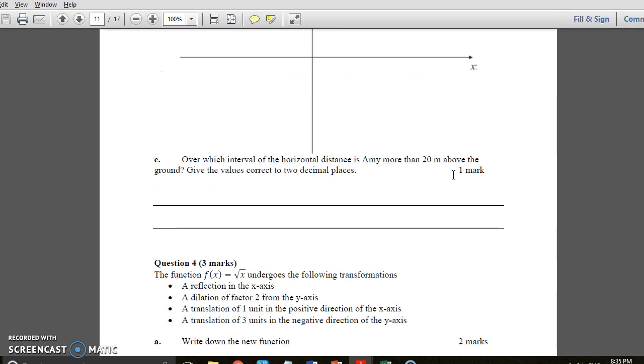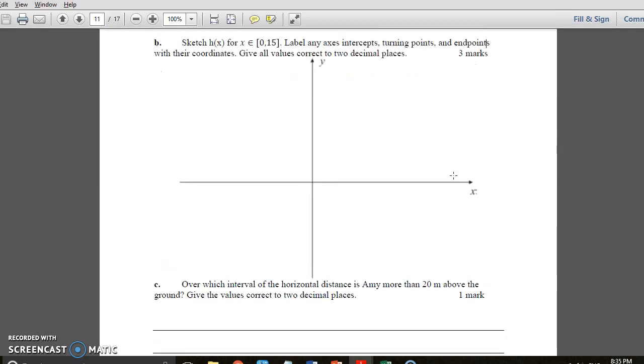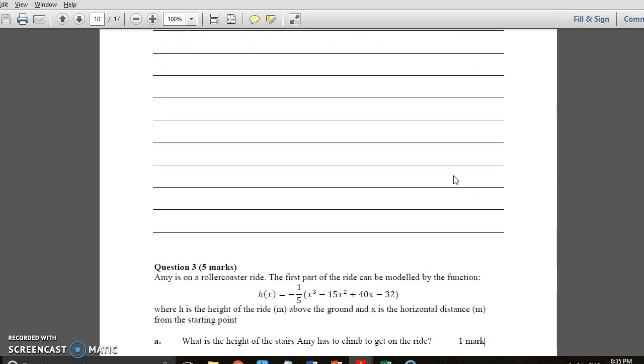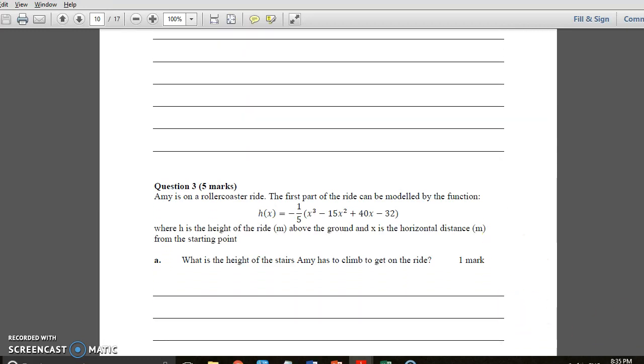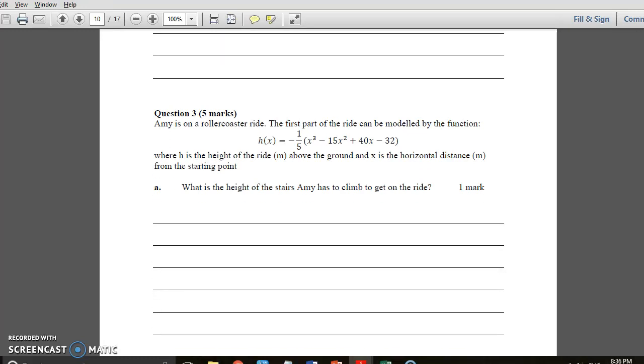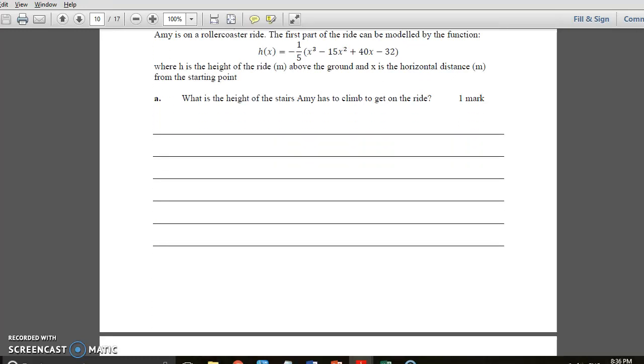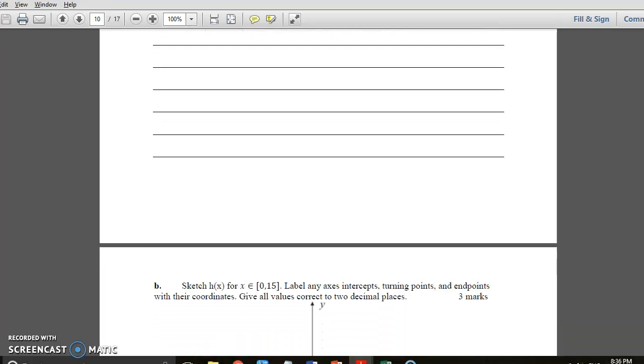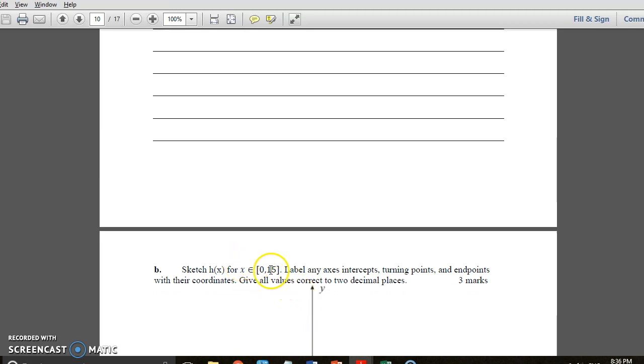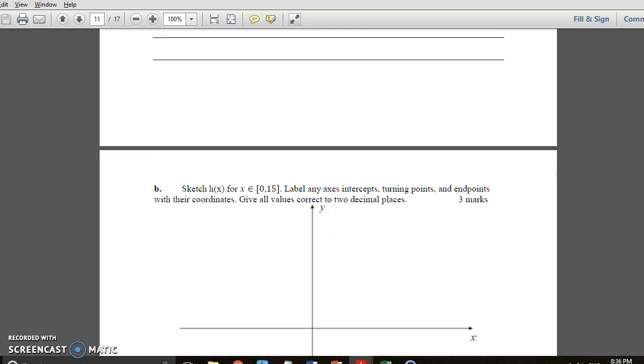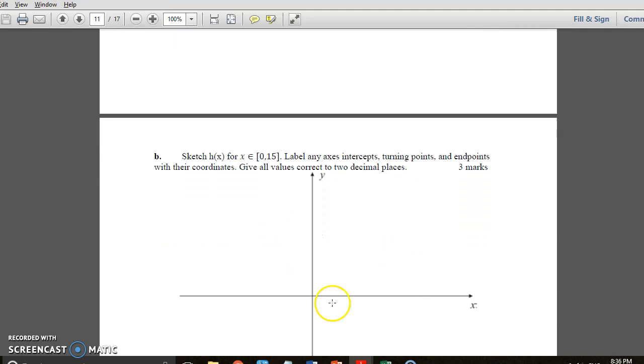Let's scroll down to B. Too far. Got the wrong question. So hang on. Amy's on the roller coaster ride. What does she have to do to climb on the ride? Alright, okay. So now it's asking us to sketch the graph over that domain. So sometimes they try to pull a Swifty on you. 0 to 15, you're not going to be using any of this here.